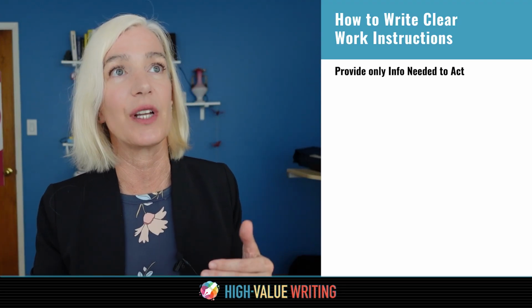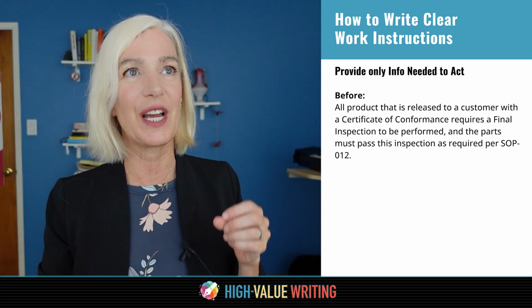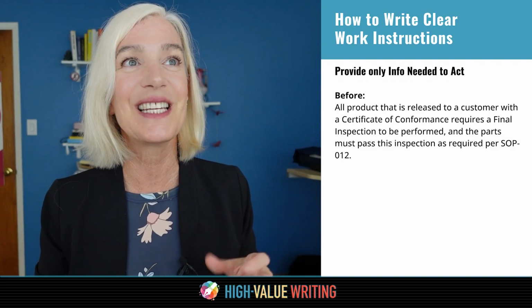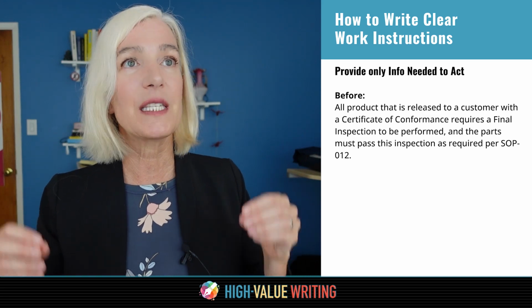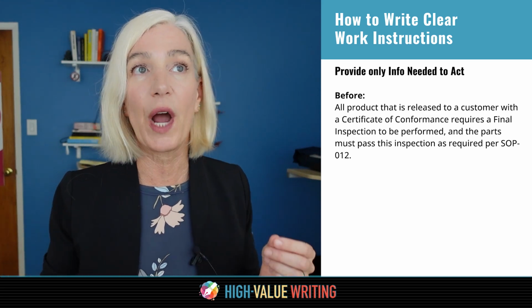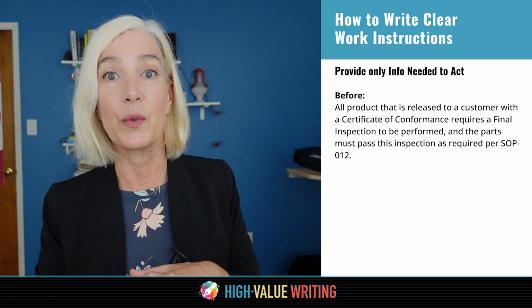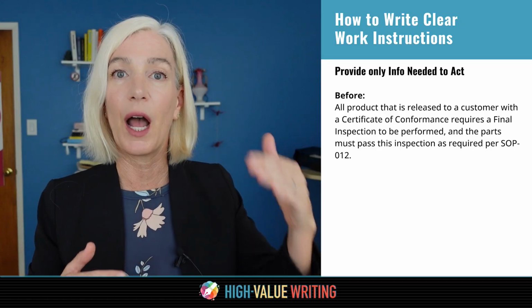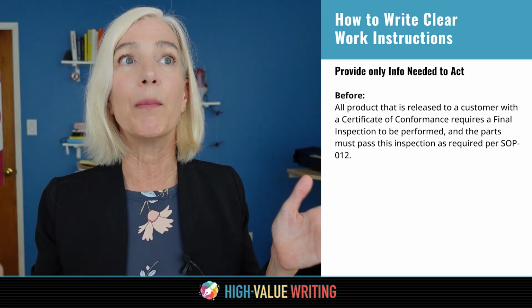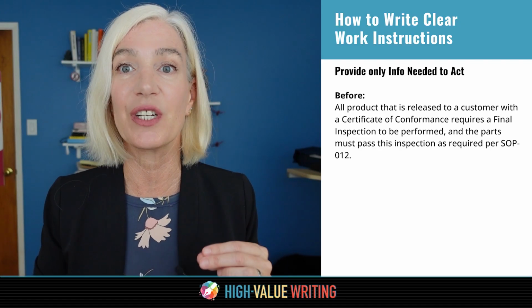All right, we have a couple more examples to look at, and this one is about what we do when we are layering in extra information that's really a nice to know, more than something about the action. "All product that is released to a customer with a certificate of conformance requires a final inspection to be performed, and the parts must pass this inspection as required per SOP 012." This is really a descriptive statement. It's a lot of information about how the process works, which is helpful, but it is not about my step and the action I need to take.